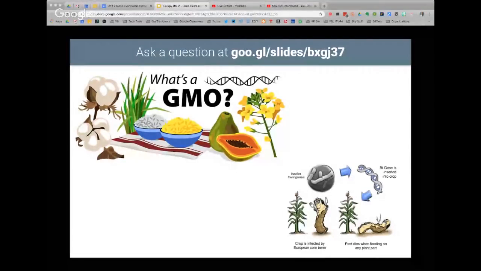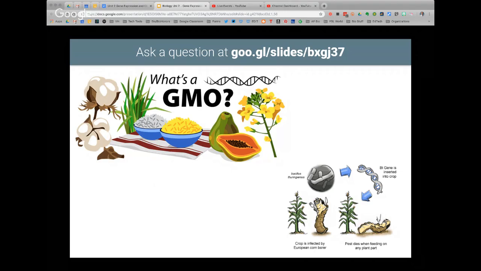A genetically modified organism has had new DNA introduced into it to give it a new characteristic or a new trait. It could be DNA from an organism of the same species. Maybe we're just amplifying the production of a protein from a member of its own species that just produced more. Or maybe it's from a completely different species. A lot of the ones that catch the big news headlines and that people are all worried about are what we call transgenic organisms, organisms that have DNA from a different species.